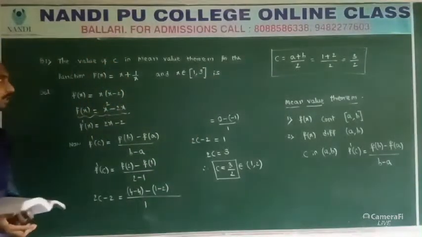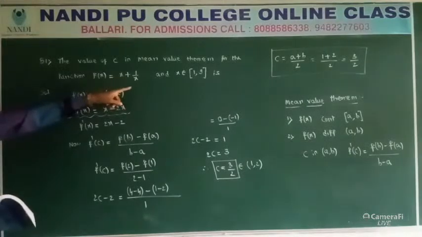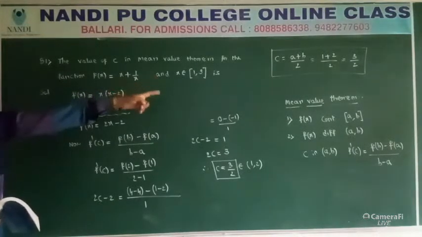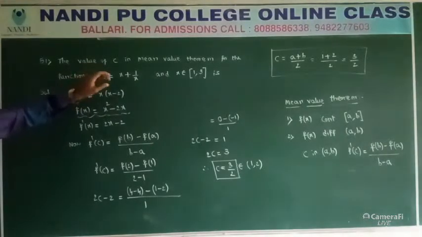Right. f(x) is given, f(x) is equal to x plus 1 by x, x belongs to the closed interval [1, 3]. You do this problem as homework. Okay, thank you. We will meet in the next class.